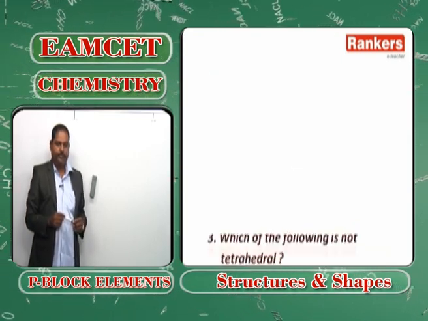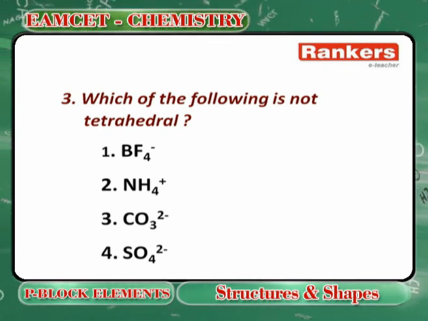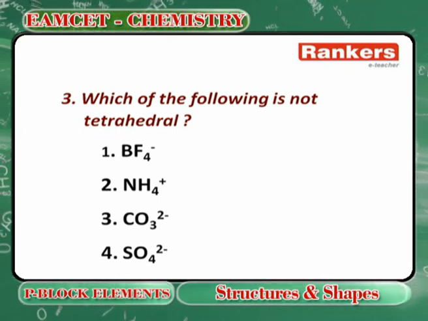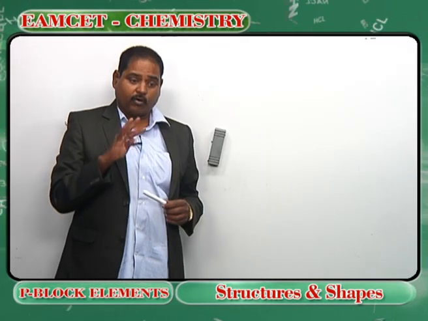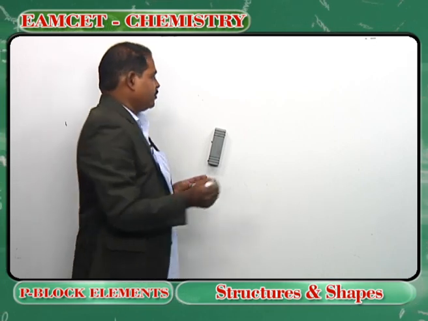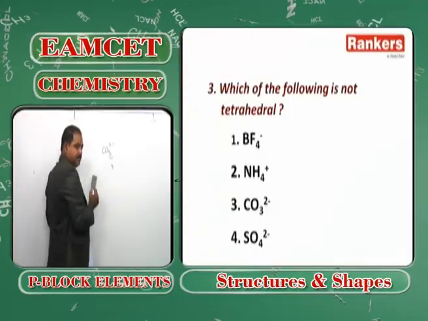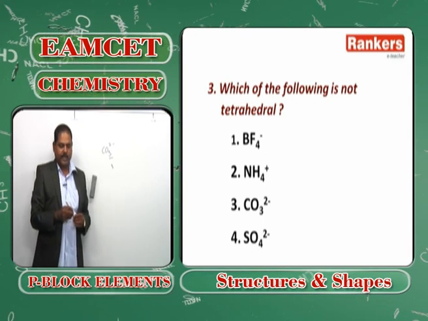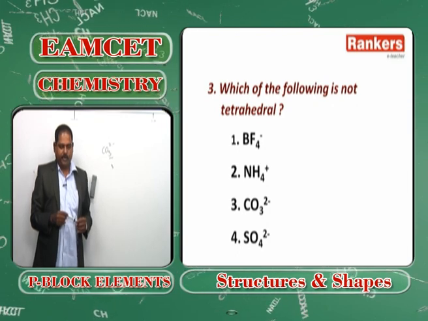Next question. Which of the following is not tetrahedral? It's very simple. Tetrahedral should have a minimum of 4 guest atoms. You look at CO3 2 minus, it can never be tetrahedral because it has only 3. All others, BF4 minus, NH4 plus, SO4 2 minus, are tetrahedral. Therefore, the answer is 3.